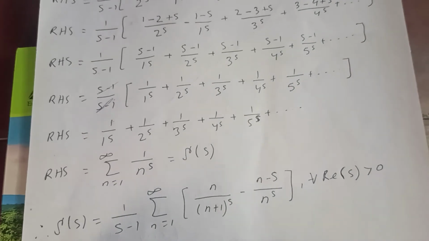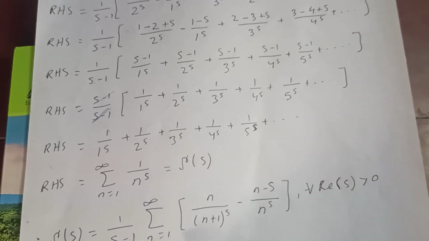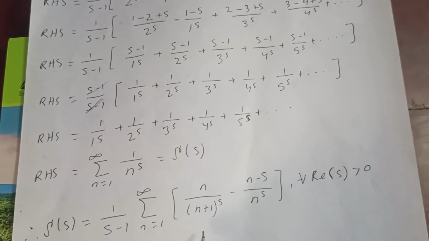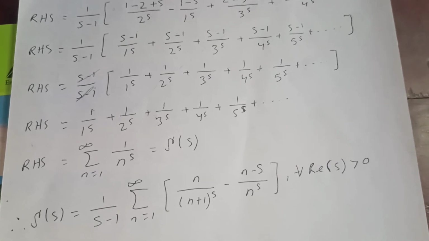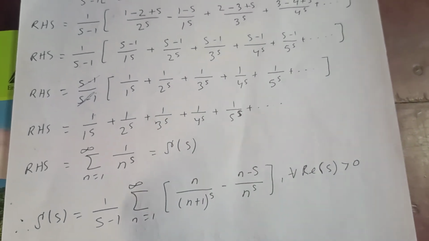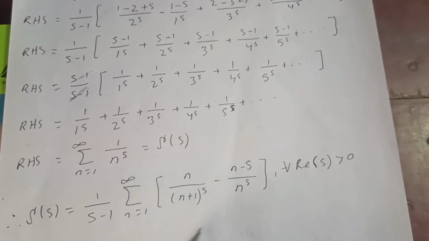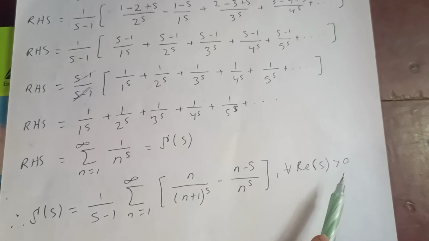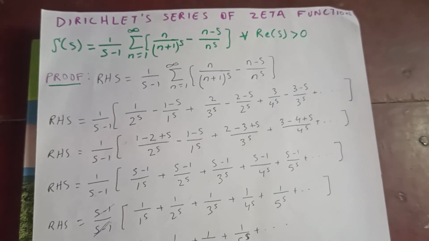Therefore zeta of s is equal to 1 over s minus 1, sum from n equal to 1 to infinity of n over (n plus 1) to the s minus n minus s upon n to the s, for all real part of s greater than 0. And this rearrangement of the zeta function series will work only for real part of s greater than 0. So this is how I managed to prove the Dirichlet series of the zeta function.